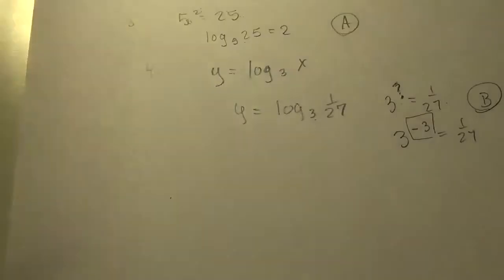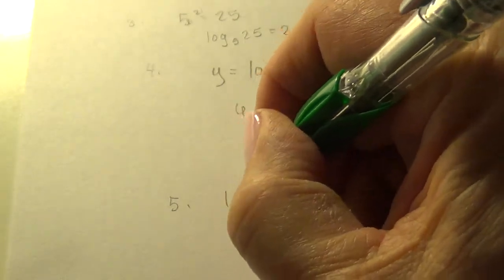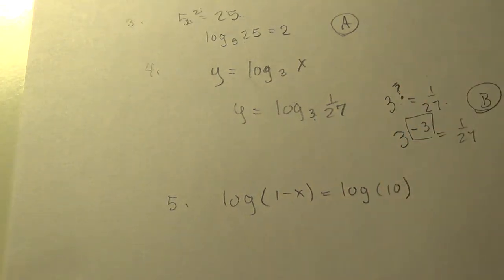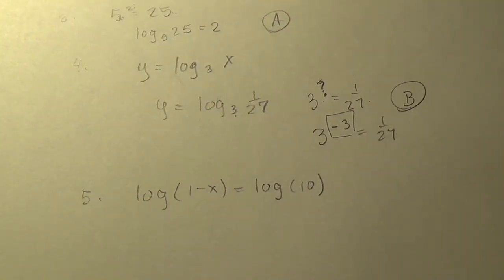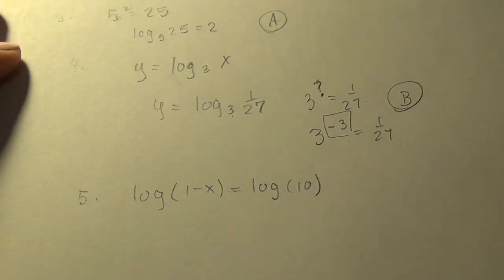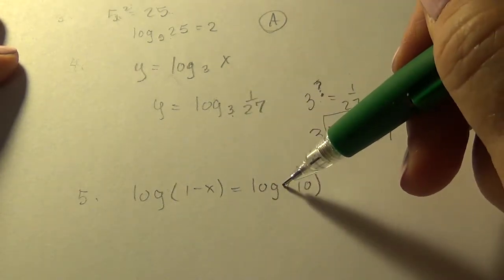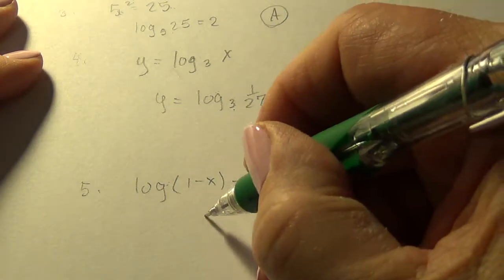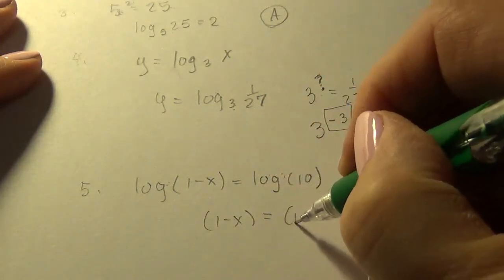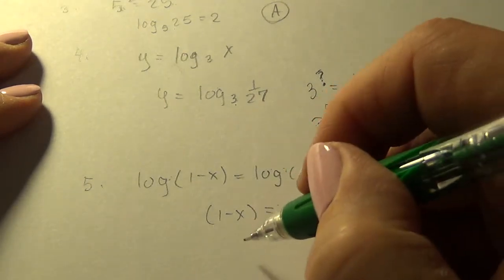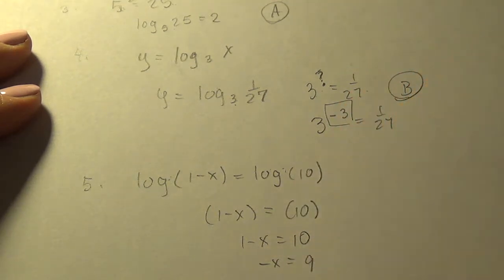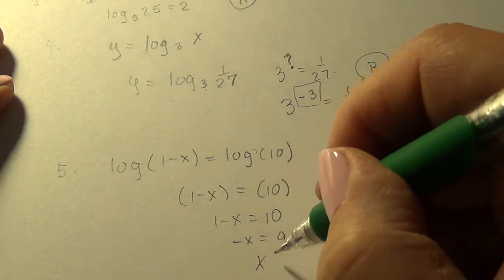Number five is to follow. And we're going to solve an equation. All right, we're not going to use the one-to-one property, so we are just going to work with this. So it turns out if log appears once on one side of the equation and once on the other side of the equation, then we know the only way these two expressions can be equal is the 1 minus x will have to equal 10. So that's going to be 1 minus x equals 10. Minus x equals 9, and x equals negative 9.